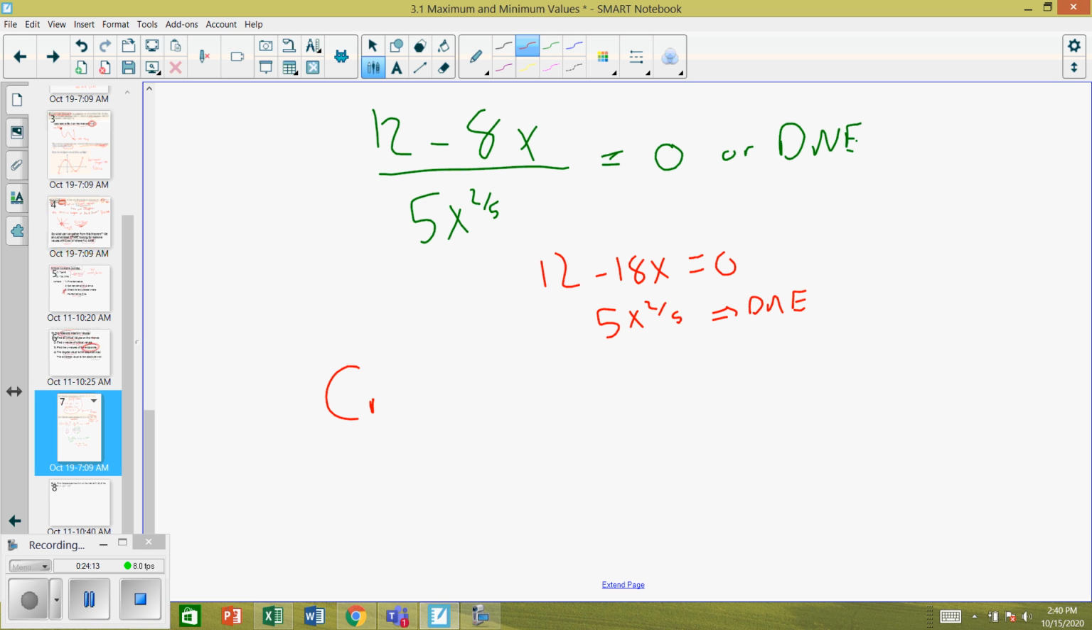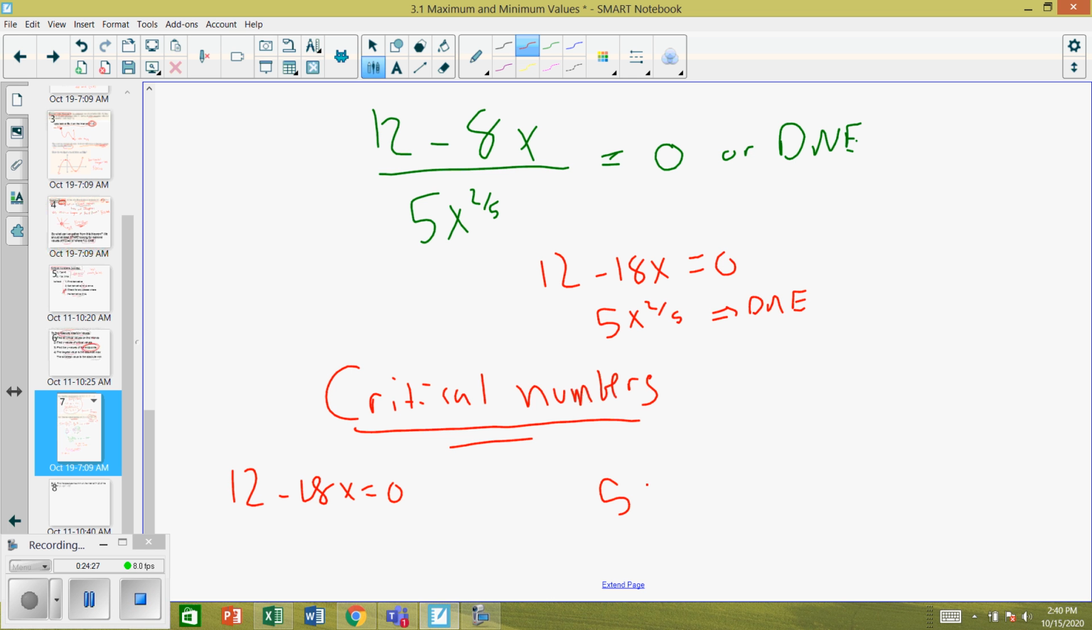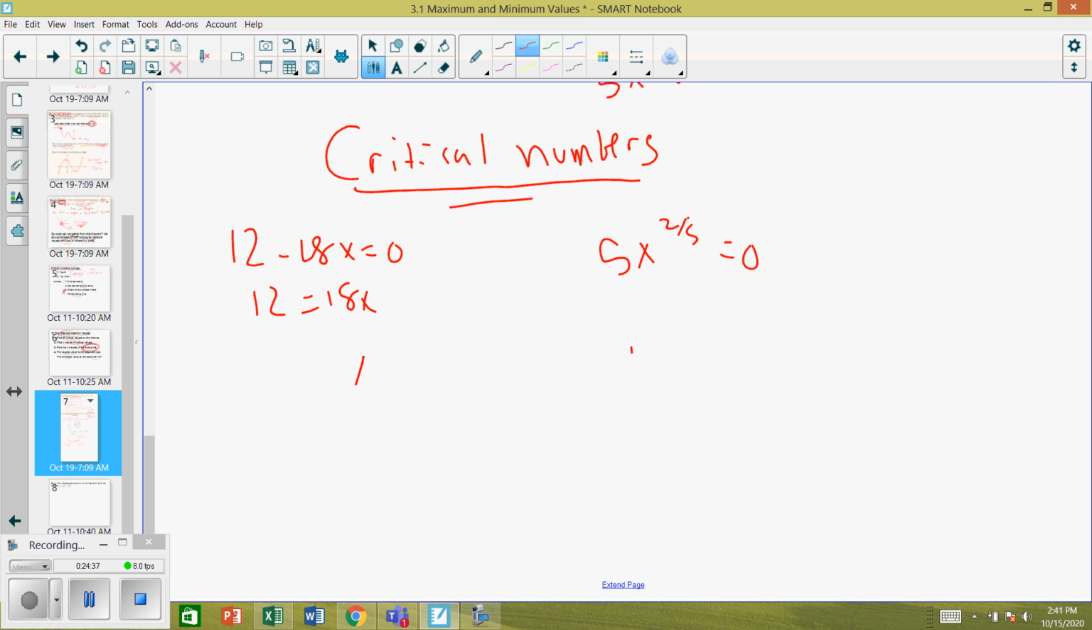So for the critical numbers here, the ones that make it equal to 0: I'll do 12 minus 18x equals 0, and I'm going to do 5x to the 2/5 equals 0. The one that makes it equal to 0 is going to be 12 equals 18x, or x equals 12 over 18, which is what?